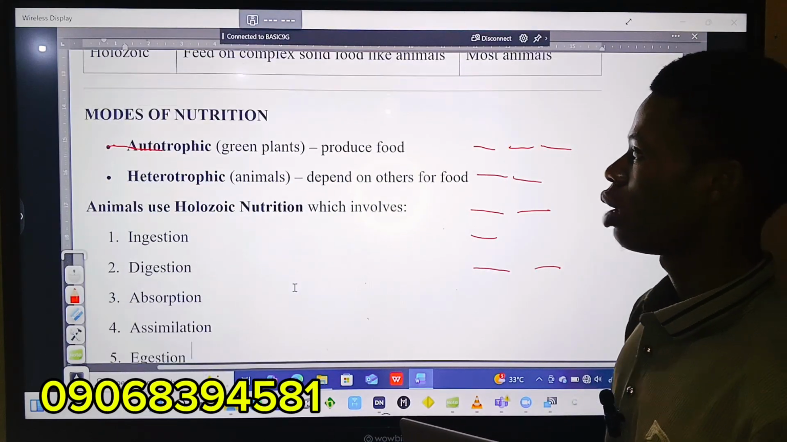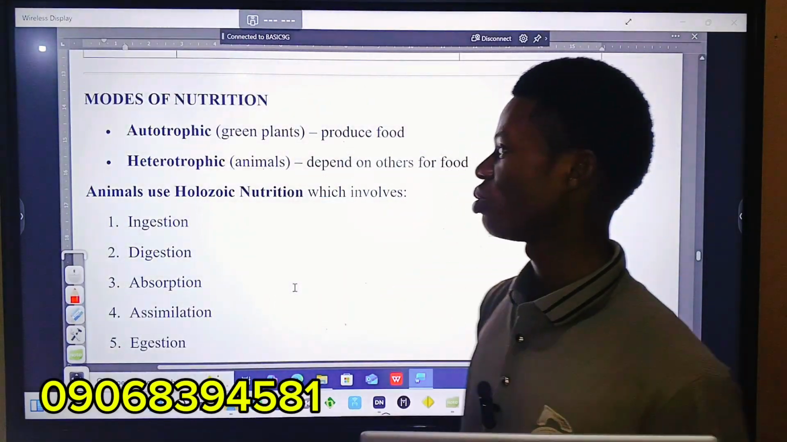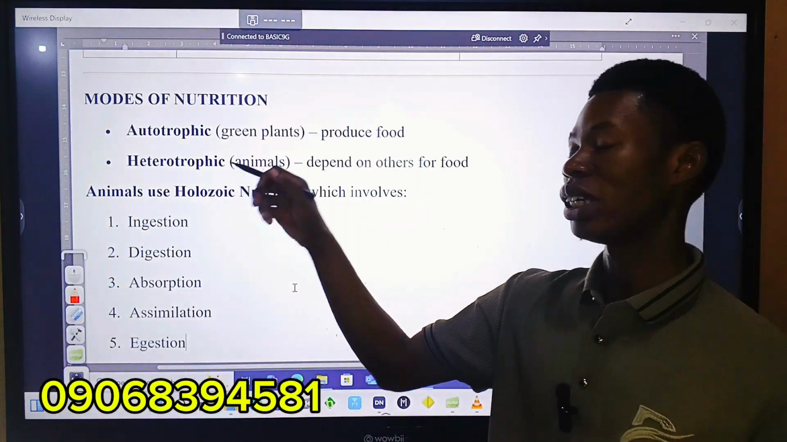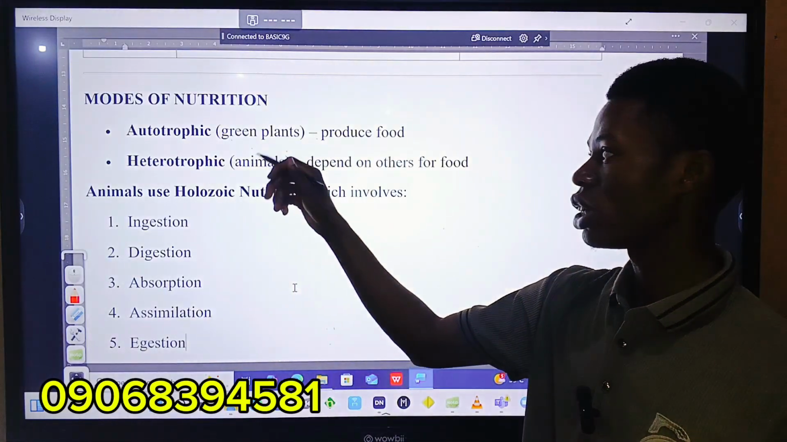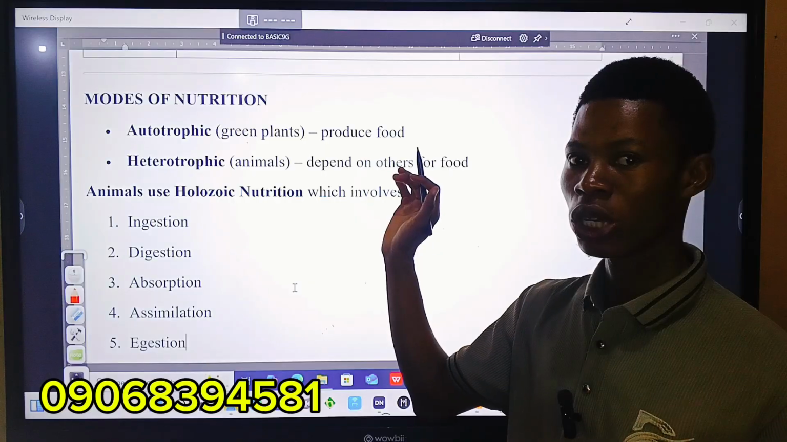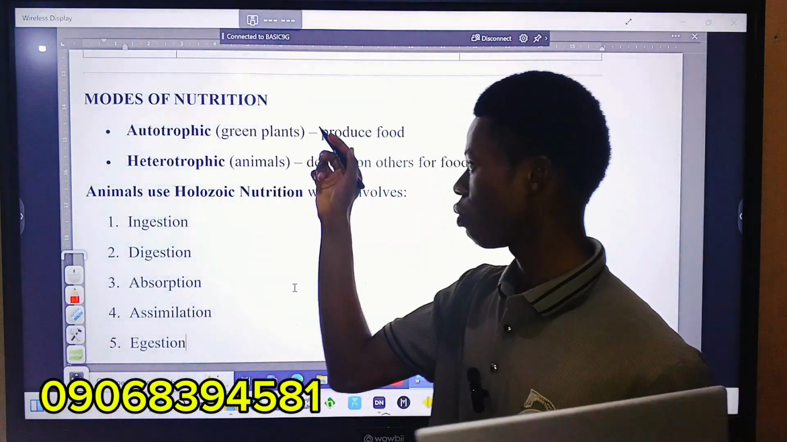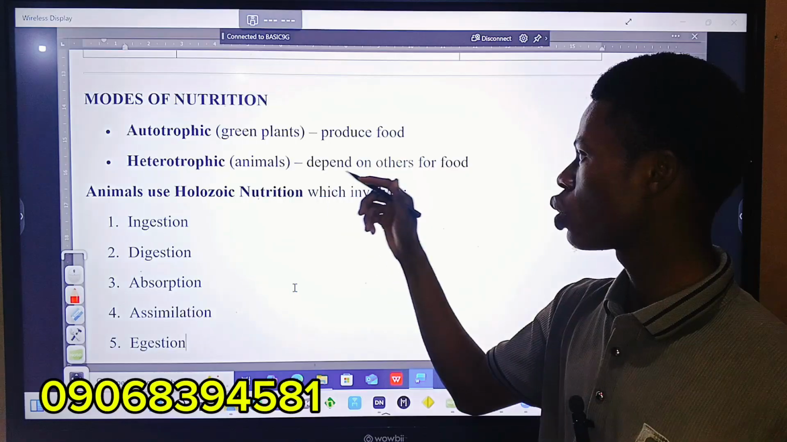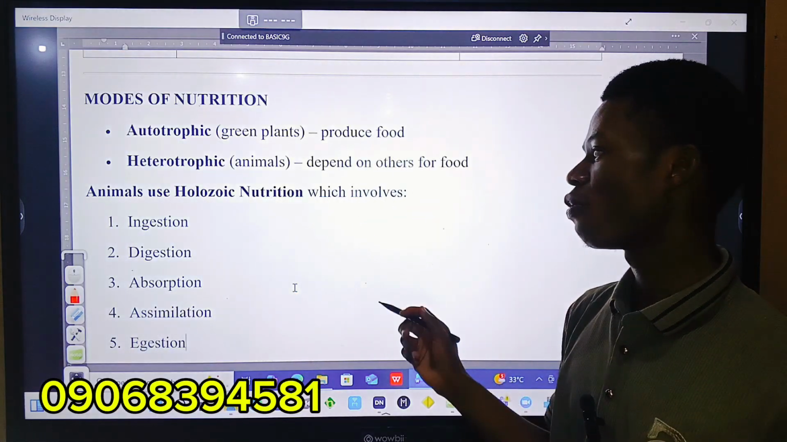All right, now modes of nutrition. There is autotrophic and heterotrophic. Autotrophic is mainly green plants because they can produce their food. Human beings like you don't fall here. But as an animal, this is where you fall, heterotrophic, because you depend on others for food.